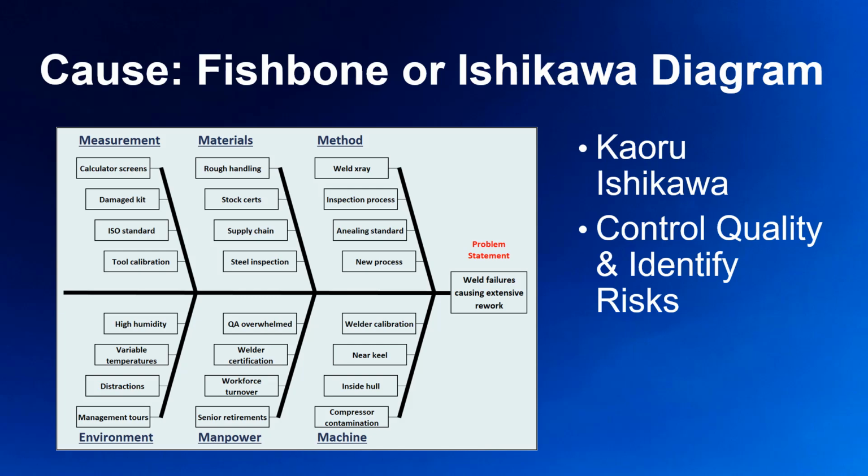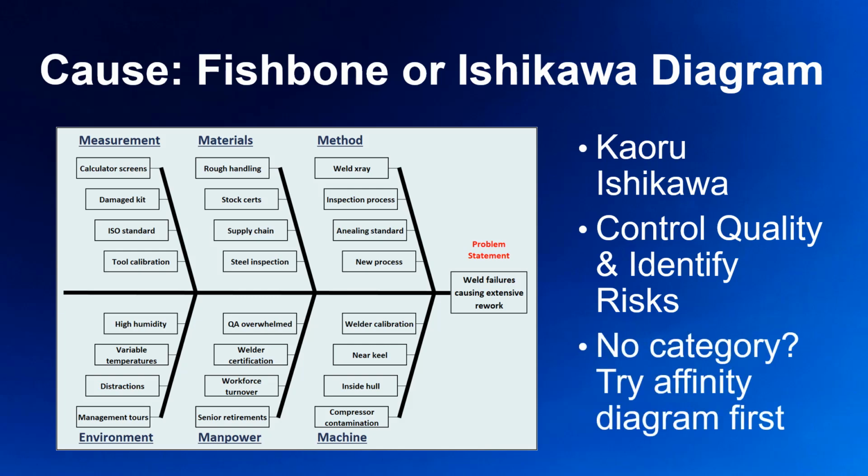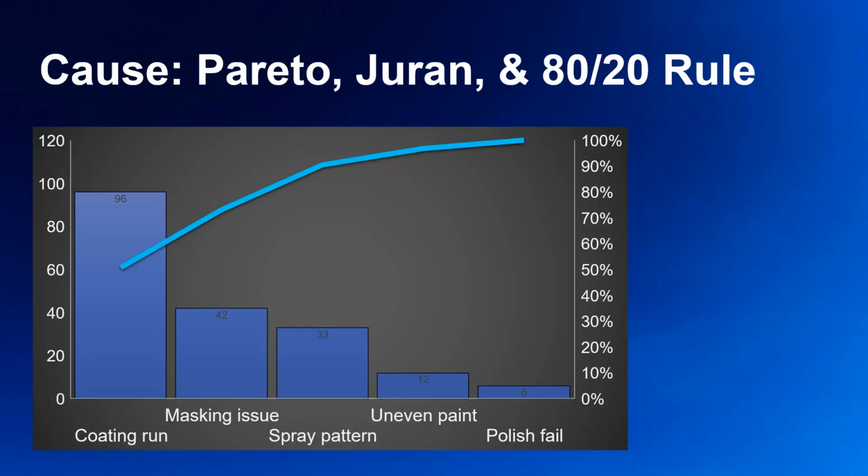If you don't yet have your categories to organize root causes, try brainstorming and affinity diagramming first. When a significant variance from our quality requirements has been detected, it is critical to find the root cause and ancillary causes. A cause and effect diagram will help you to do just that, so that we can then recommend preventive or corrective actions.